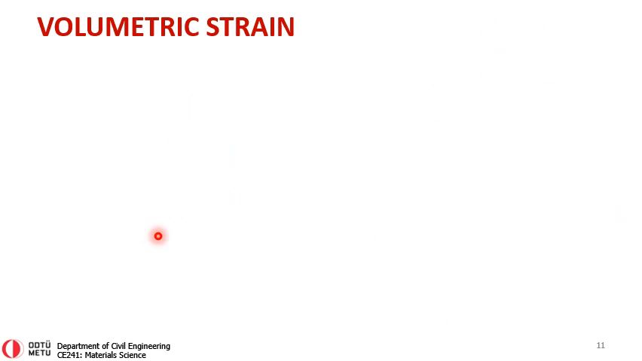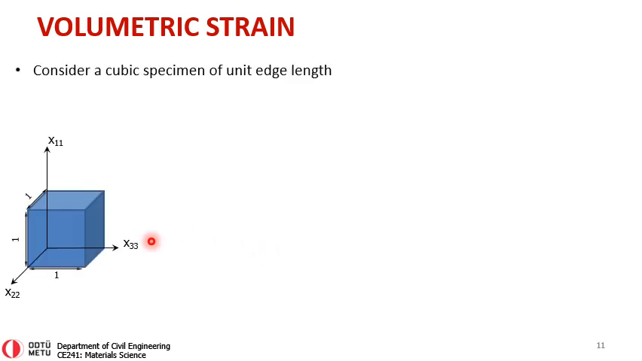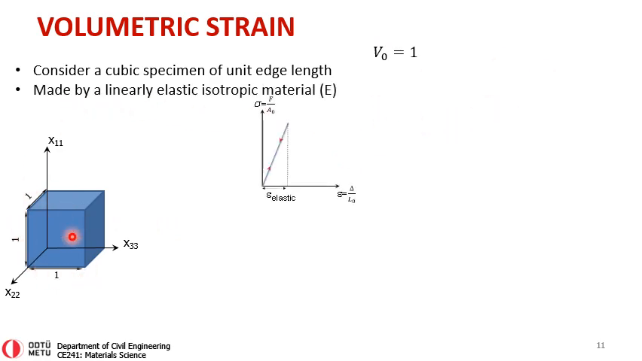Now, let's look at what volumetric strain is. We have said that, but let's explain that. Consider a cubic specimen of unit edge length. So this cubic specimen has a length of 1, let's say, a unit. What's the initial volume? Well, 1 times 1 times 1 is 1. Now, let's assume that this is made by a linearly elastic isotropic material. So this slope gives us the modulus of elasticity.